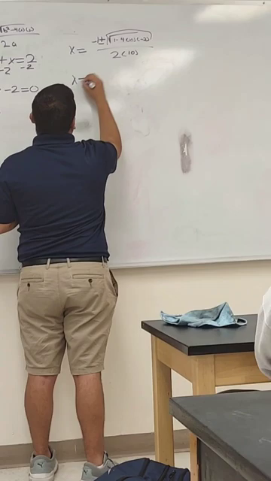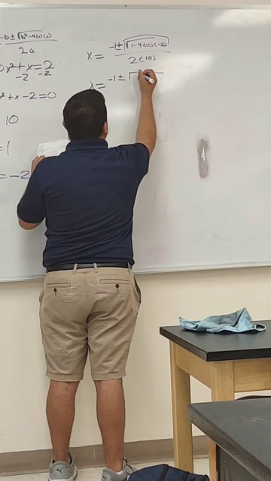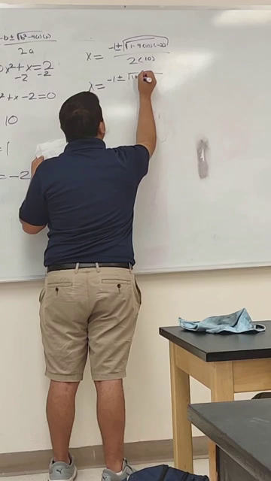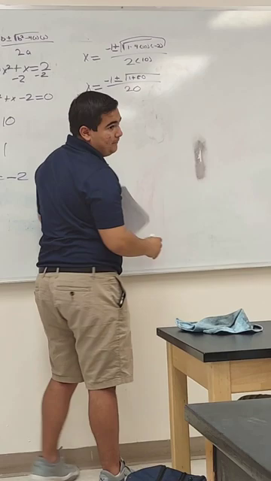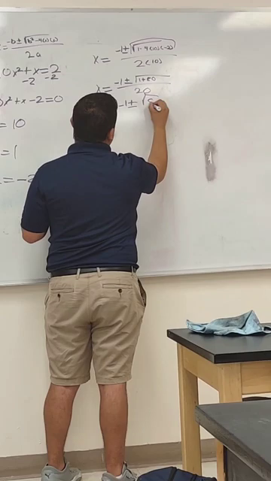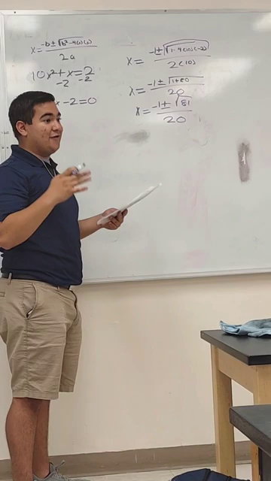X equals negative 1 plus or minus square root of 80 over 20. We get here plus or minus square root of 81 over 20. Now here's where we start to find the roots of the graph. The roots are the points on the graph where the line crosses the x-axis.